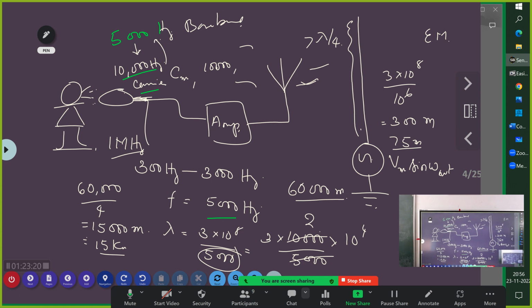Next, effective power radiated by the antenna. The antenna will convert the electrical signal into electromagnetic waves. Yesterday we discussed the conversion efficiency. I suppose all of you remember. Now you see, effective power radiated by the antenna.